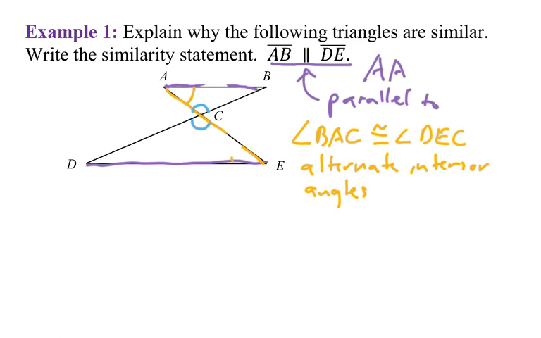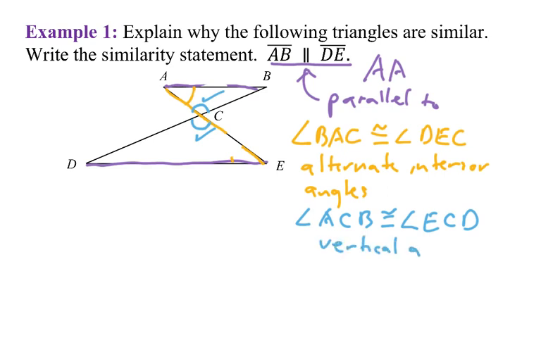These are vertical angles. Vertical angles are always congruent, whether any other sides are parallel or not. So I can also say very nicely that the angle ACB, which is this one, is congruent to the angle ECD, which is this one. And that's because they're vertical angles. So I have two pairs of congruent angles, and that's enough by the AA property to state that these two triangles I had drawn originally are indeed similar.